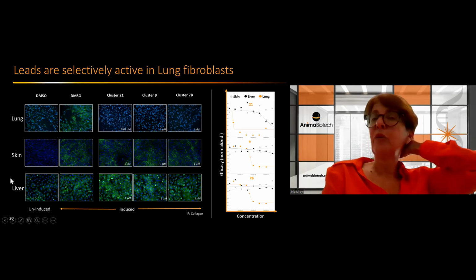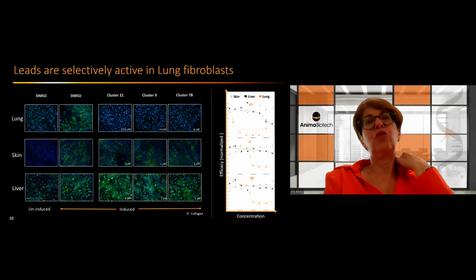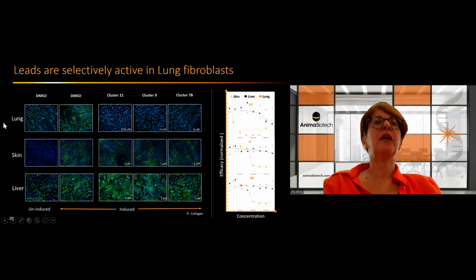Importantly, early on, we asked the question about tissue selectivity, and I took fibroblasts derived from lung, skin, or liver. These are all human cells. These are non-induced and induced cells. In green is the collagen induction, and we show that the compounds from the 3 different series inhibited collagen production in lung, but not in skin or in liver.